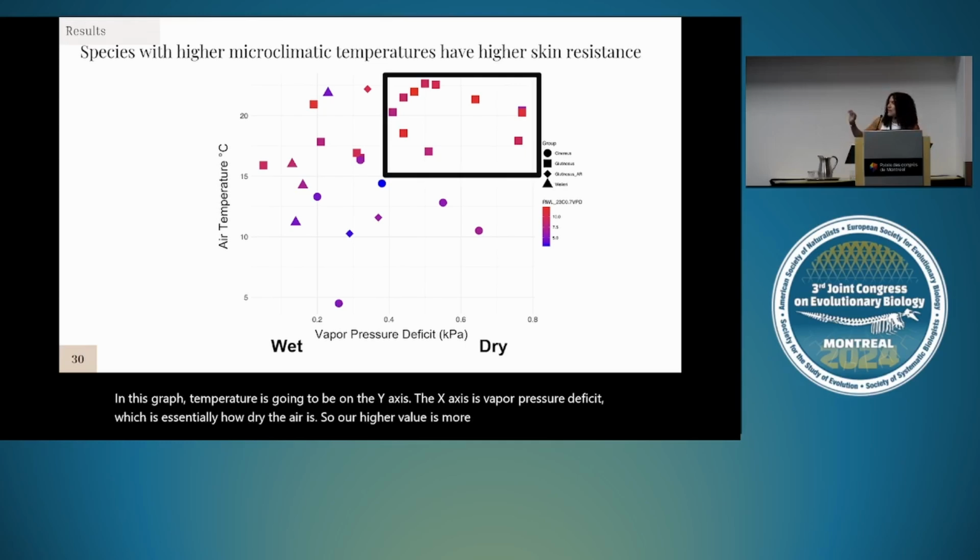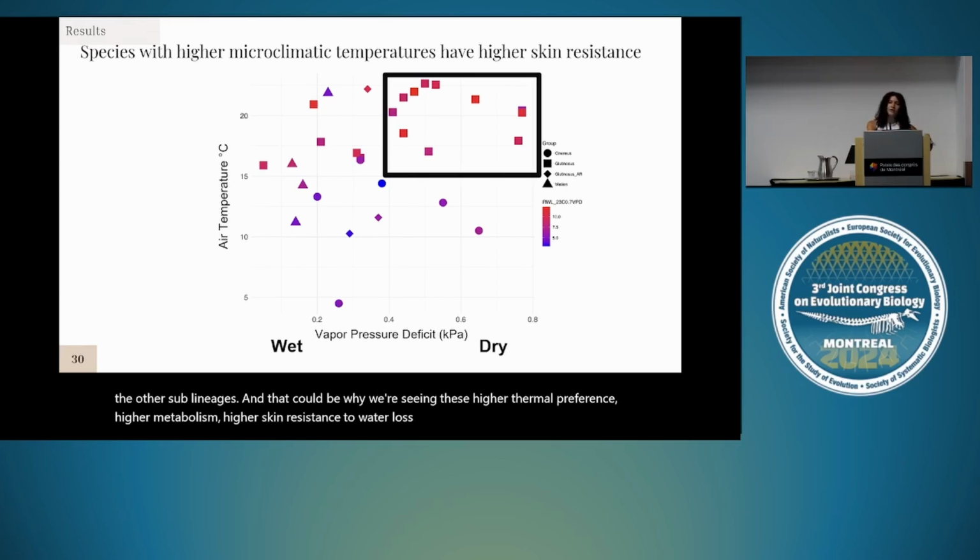And basically, in that black box, those little squares are all members from the Plethodon glutinosus group. So we really find them at these higher temperatures and at these most dry conditions compared to the other sublineages, and that could be why we're seeing these higher thermal preference, higher metabolism, higher skin resistance to water loss rate.